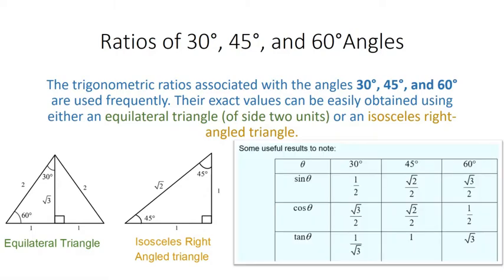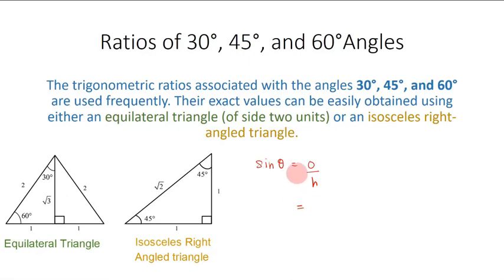The summary of the trigonometric ratios is shown in this table, where we can look at sine theta, where theta equal to 30 degree is equal to 1 over 2, and cos theta for 45 degree is square root of 2 over 2, and tangent theta for 45 degree is equal to 1.